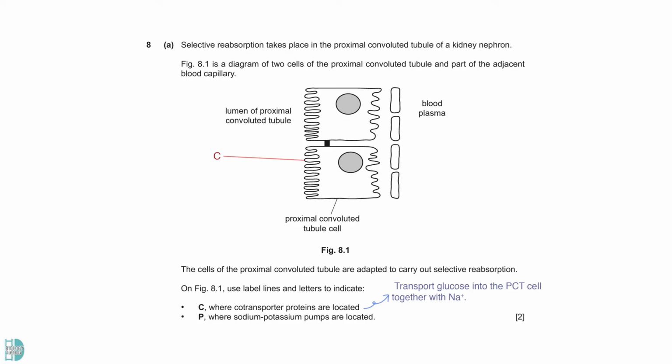The second one is sodium-potassium pumps. It actively transports sodium from the PCT cell to the tissue fluid, so you will find it on the basal membrane adjacent to the blood capillary. Note that both labels must touch a membrane, not a space.